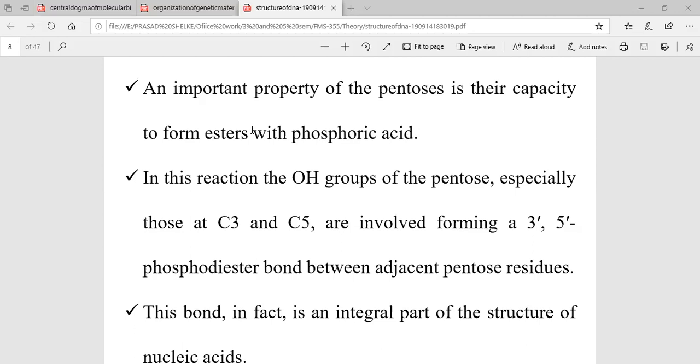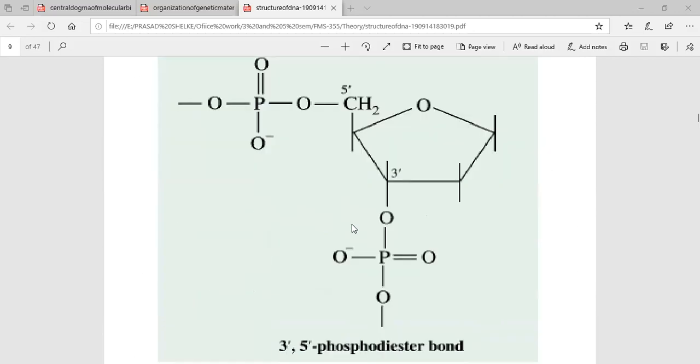You can see in the next slide that this pentose, this ribose sugar, and the phosphoric acid form a bond between this oxygen and the pentose sugar. So that's the ester linking. It's a diester because two molecules of phosphoric acid are linking to this pentose sugar. That's why it's diester bonding. This 3' to 5' phosphodiester bonding is important because it's the backbone of the DNA molecule.